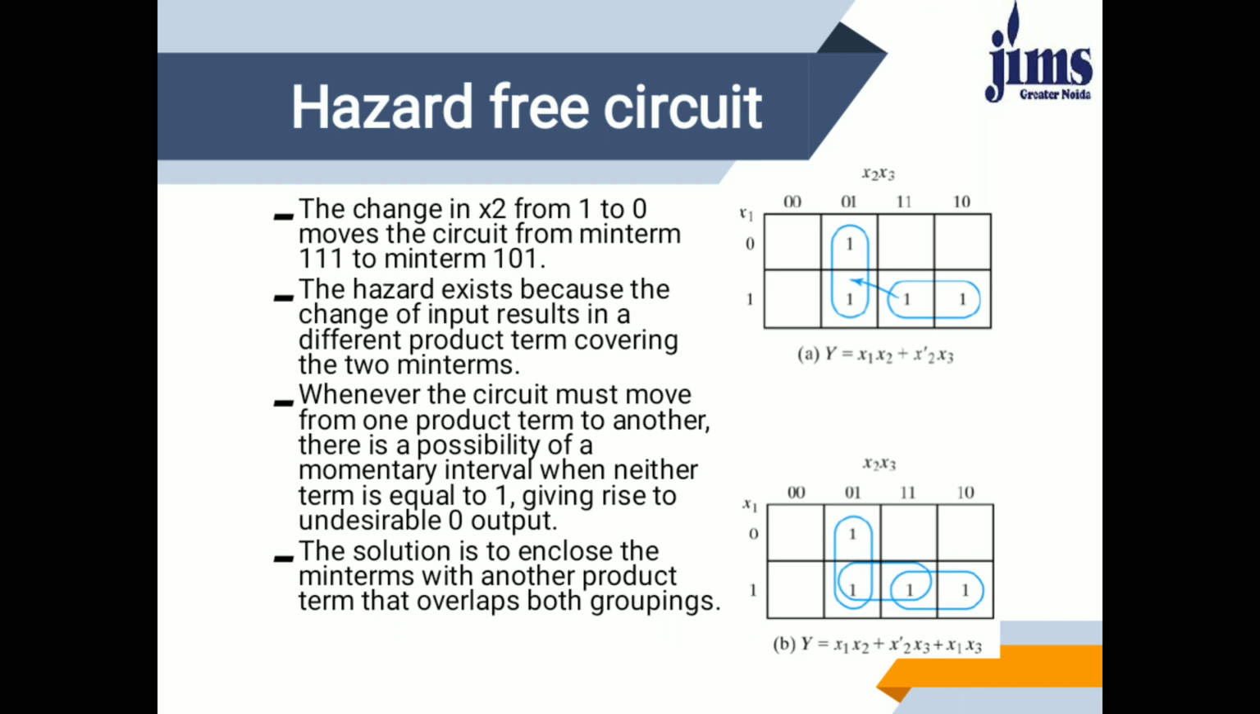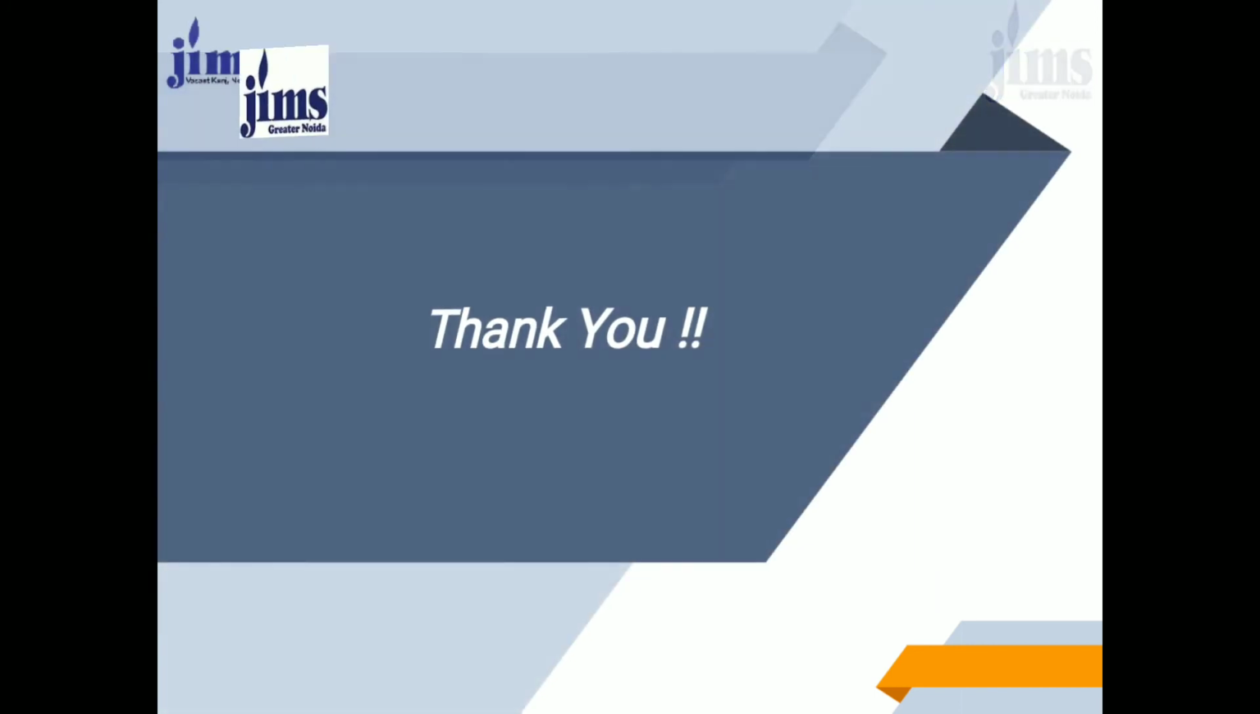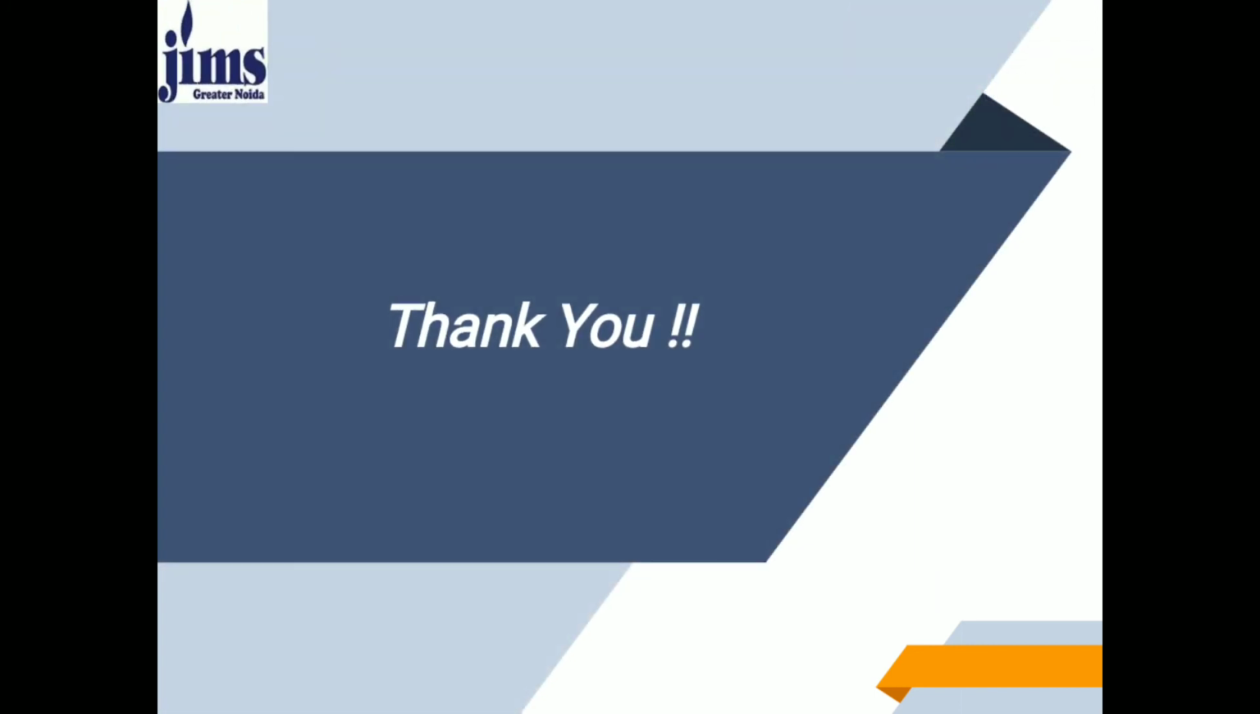So here you can see in diagram A, 2 terms are there, whereas in the hazard-free circuit 3 terms are there, meaning 1 redundant term is added here. So in this way we can generate a hazard-free circuit. See, this redundant AND gate is added for the removal of hazard. So it will make the circuit costlier, it will have more variables, but it will also give a hazard-free circuit. So this is all about the hazard.